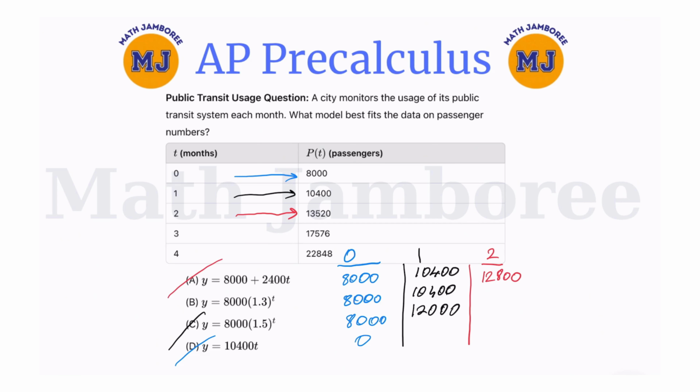But in choice B, 1.3 to the power of 2 is 1.69. We know that. Times it by 8,000 gives you exactly what you're looking for, which is 13,520. Therefore, the correct answer is choice B for this specific question.